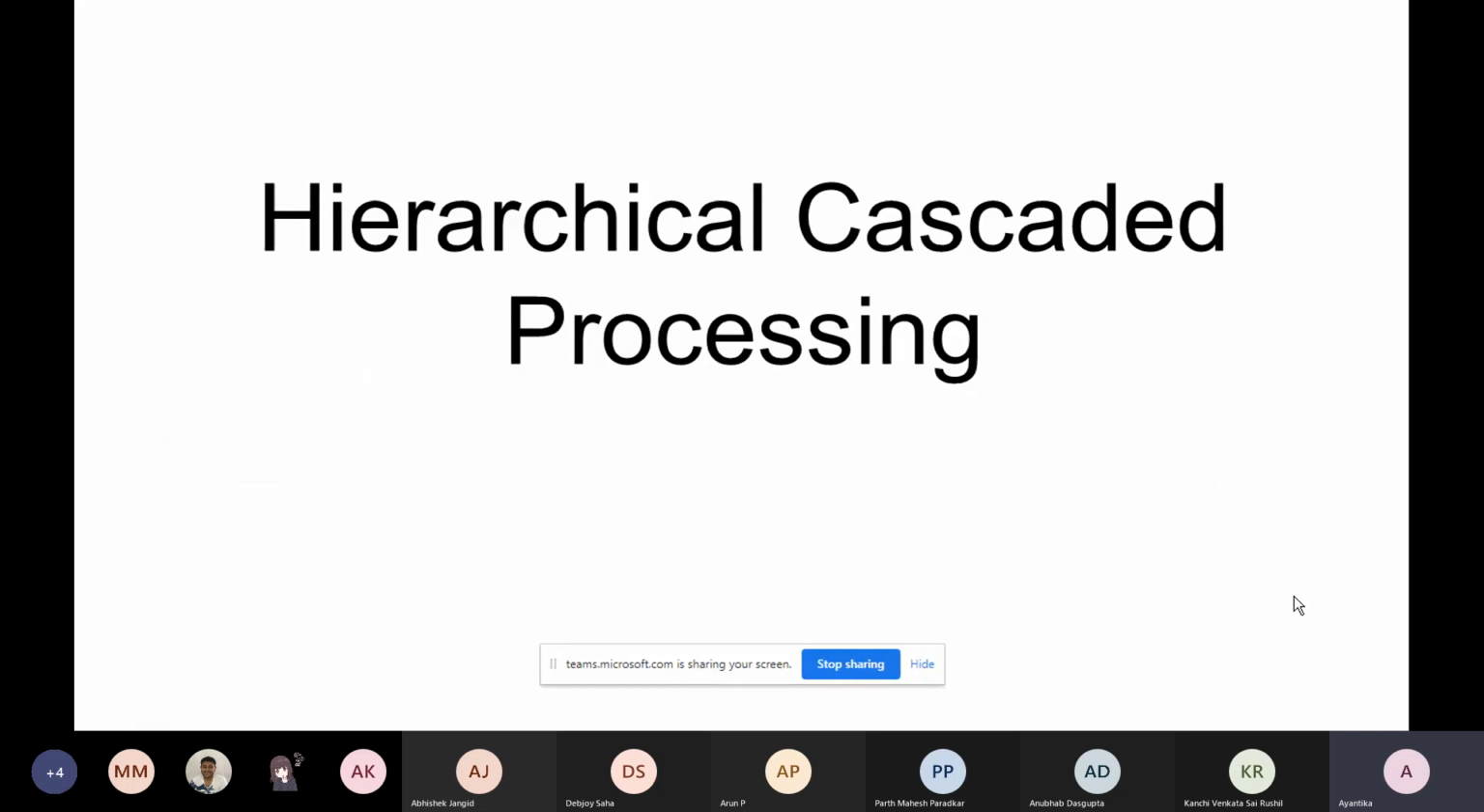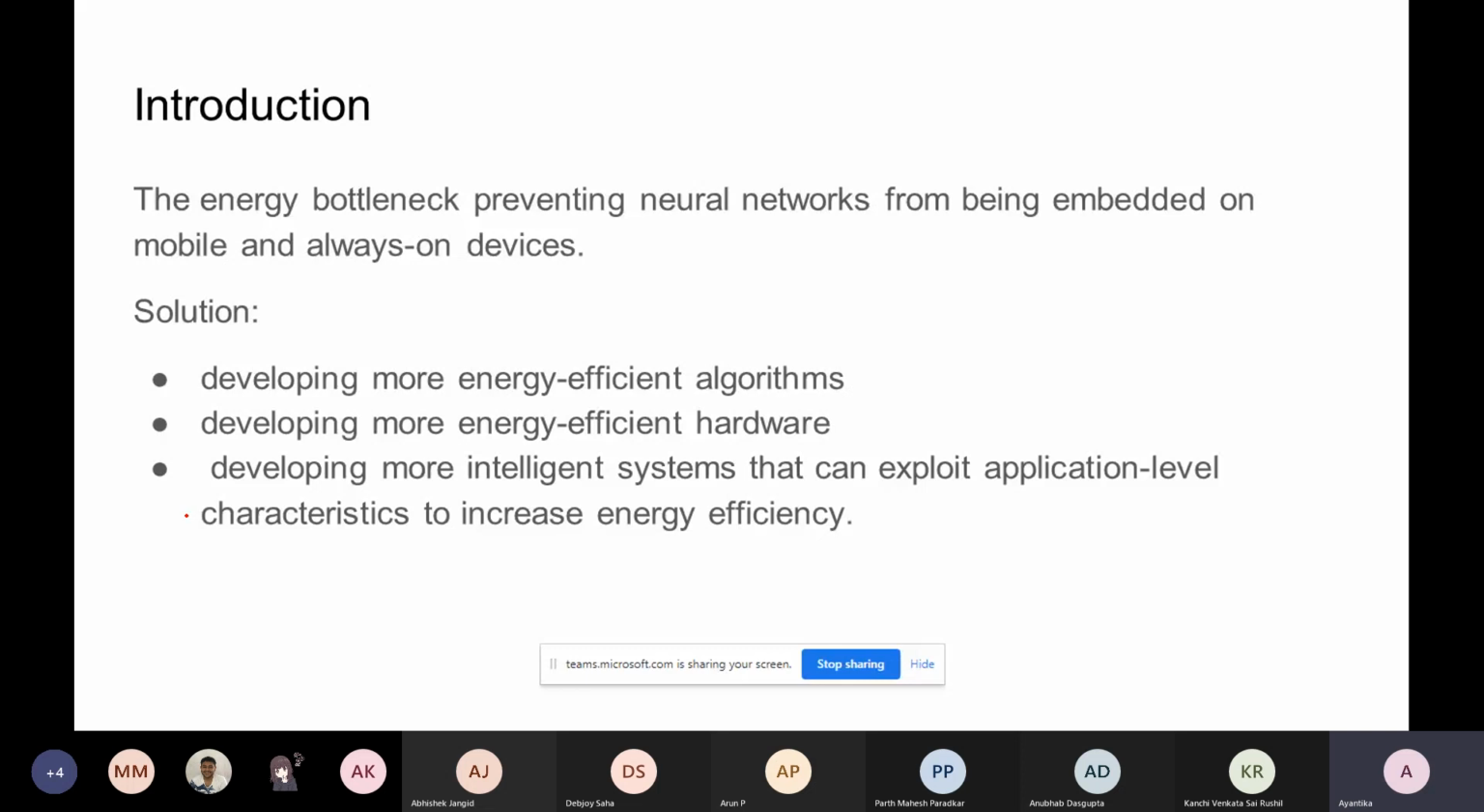So today we are going to talk about hierarchical cascaded processing. If you remember our previous discussion, we saw some graphs emphasizing the fact that, according to the present literature, whatever types of embedded processors we have, when we implement always-on devices on top of them, they have some kind of energy bottleneck.